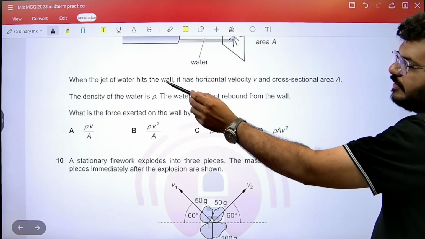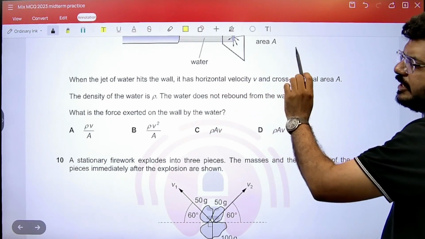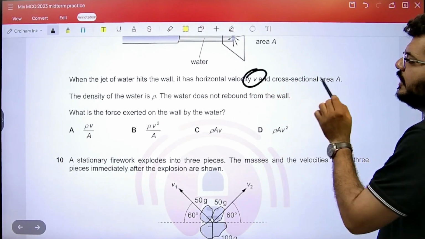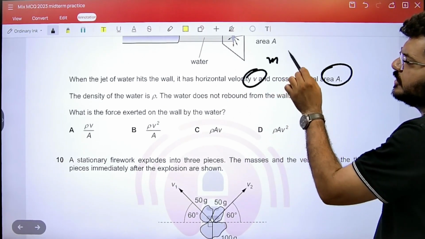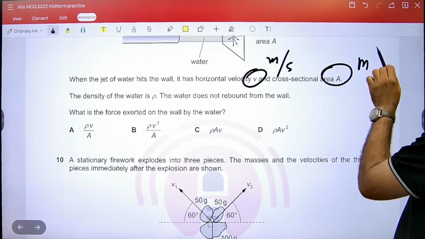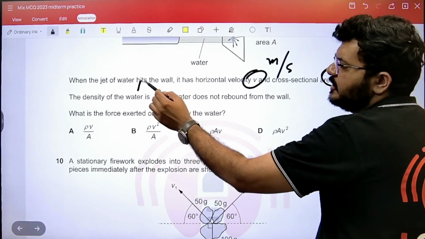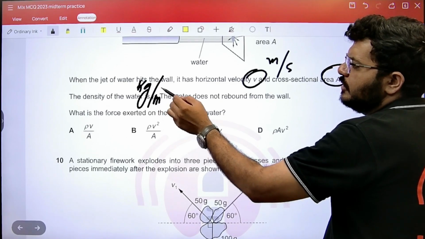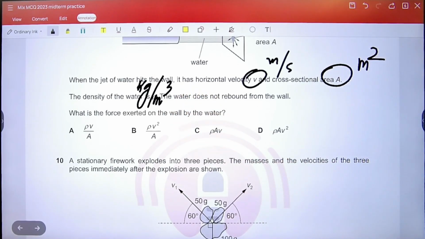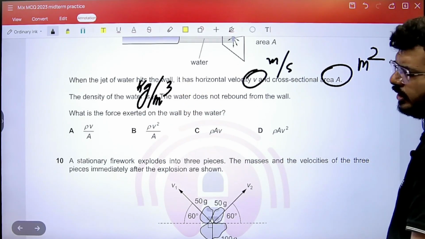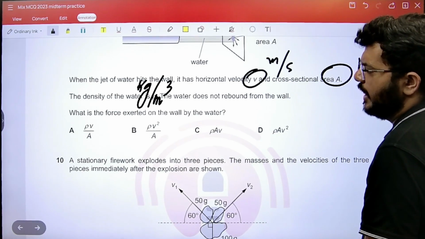so they are asking that when the jet of water hits, this is visible, right, horizontal velocity v, area of cross section a. So this is meters per second, this is meter square, and the density is kg per meter cube, right? The water does not rebound from the wall. What is the force exerted on the wall by water?